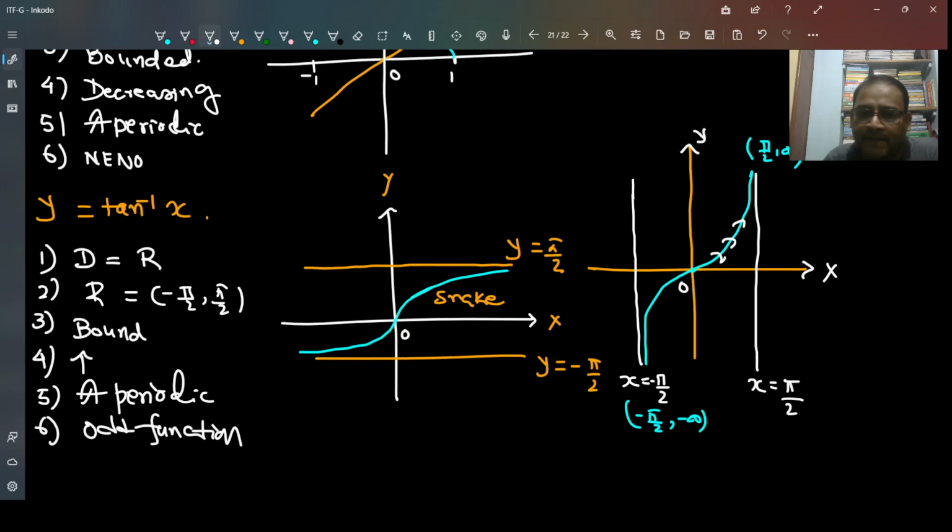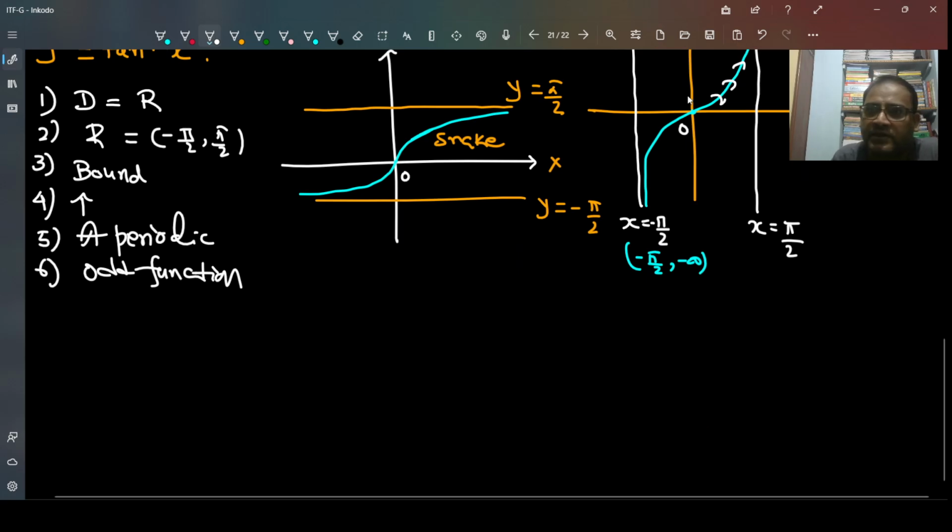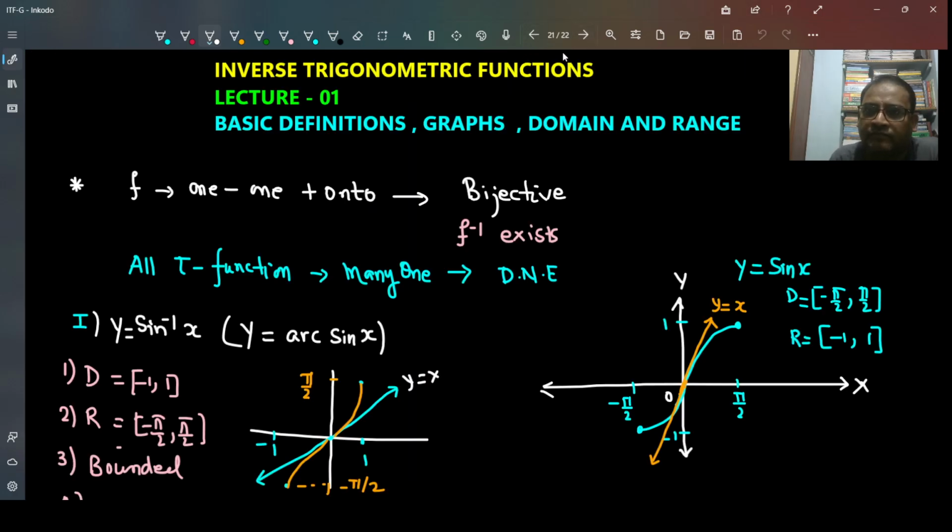Next is the cot inverse function, our cot inverse x. Then we go to the next page. I hope this part is clear to everyone. So there are six functions. Out of six, we have completed three, and the next three are left.